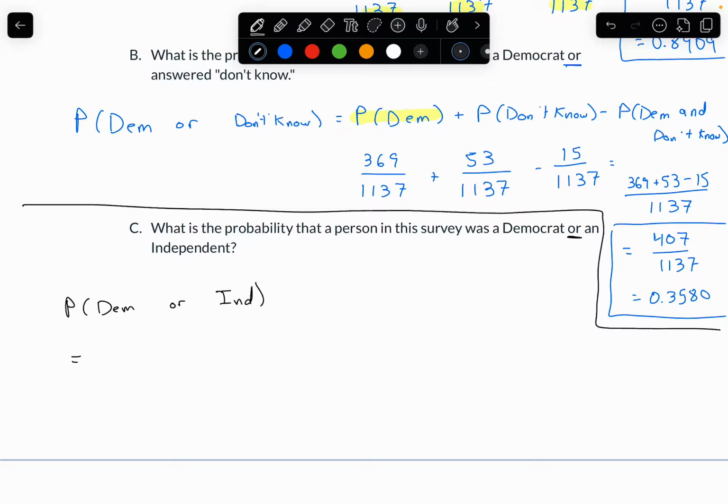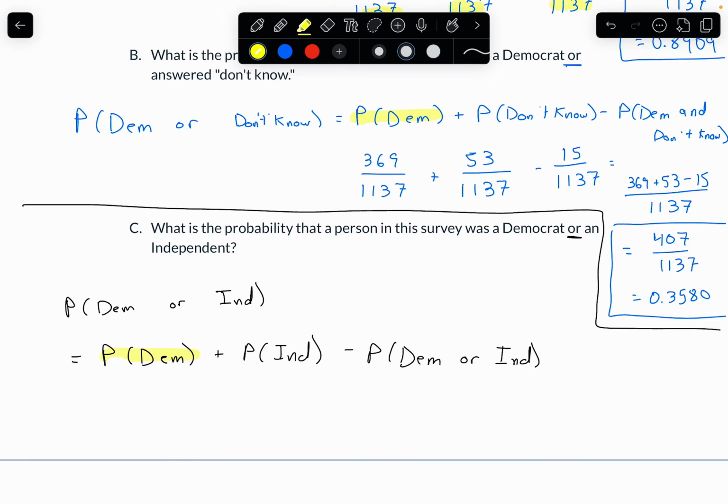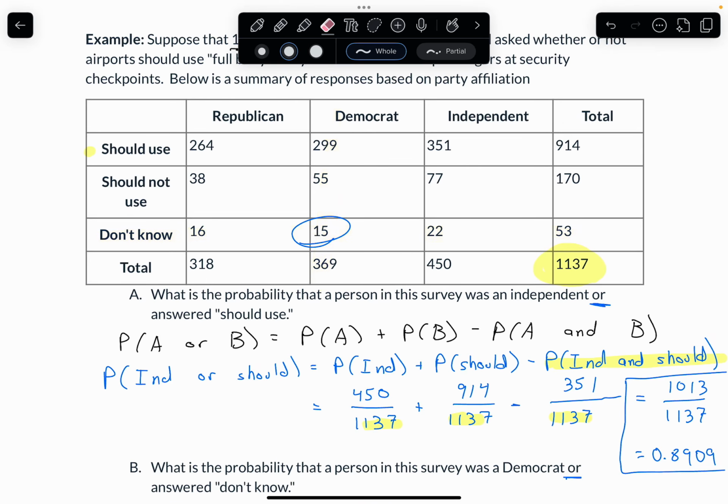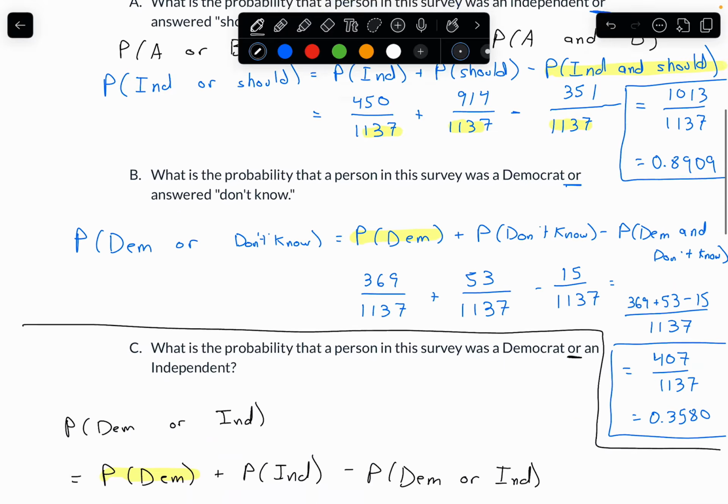So, okay, if I use my OR probability formula, we said, okay, let's take the probability that they were a Democrat plus the probability that they were an independent minus the probability that they were a Democrat and independent. So, okay, let's go ahead and look at these. Let's start with the probability that we select a Democrat. So I need to go back and look at my survey. So let's erase, so we're starting with a clean slate. So the Democrats, we said 369 of those individuals, so 369 Democrats out of a total of 1,137.